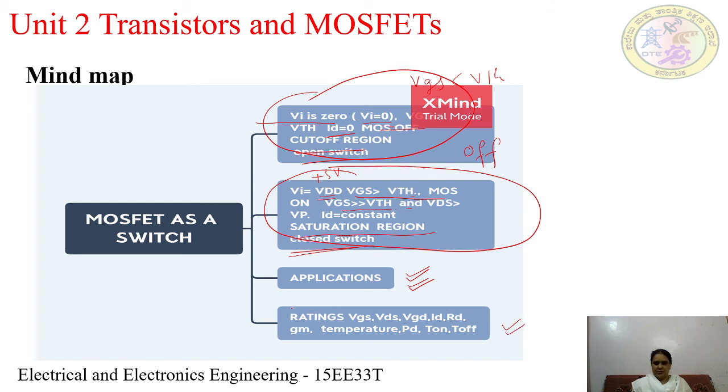What are the ratings? What should be the gate to source voltage? What should be the drain to source voltage? Gate to drain voltage, maximum value of ID, RD output resistance, GM, operating temperature, power, turn on and turn off times. These are the minimum parameters that you should know about a particular MOSFET.